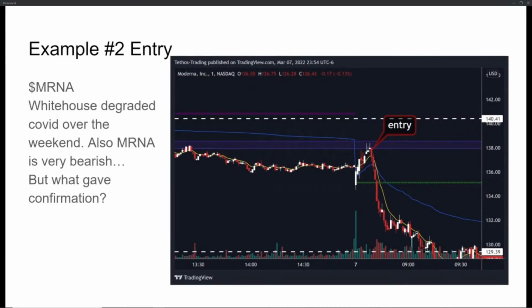The earnings weren't good. They did have some buyback, which in my opinion did nothing for the stock. But now you're finally getting that break below 138, which was a key level. And this is where things got interesting. So looking at that entry at 138.